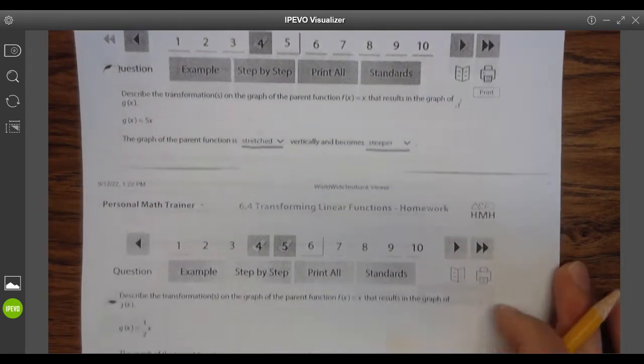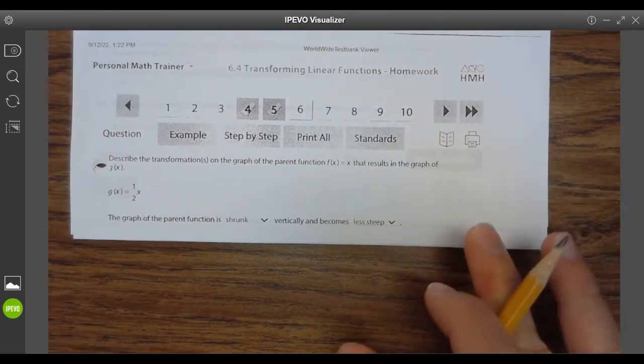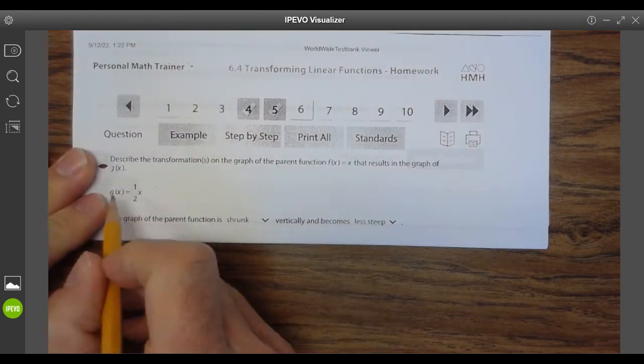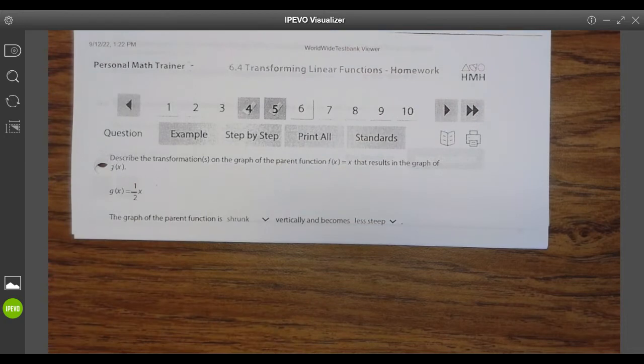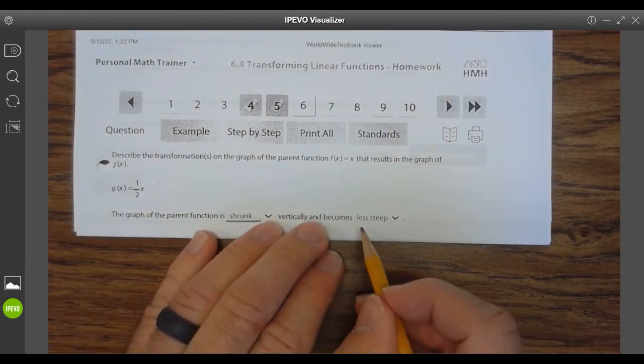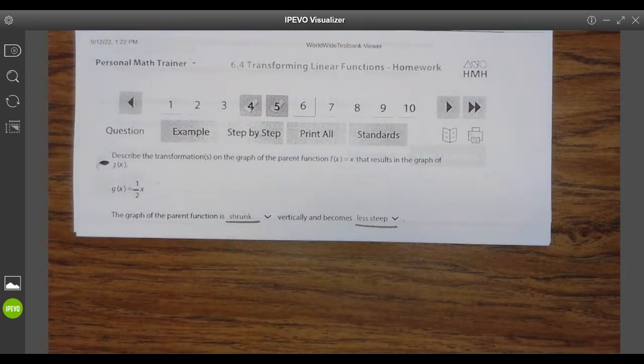All right, let's take a look at example 6. Describe the transformation on the graph of the parent function f of x equals x that results in the graph of g of x. g of x equals 1/2 x. That should be a fraction right there. The graph of the parent function is shrunk vertically and becomes less steep.